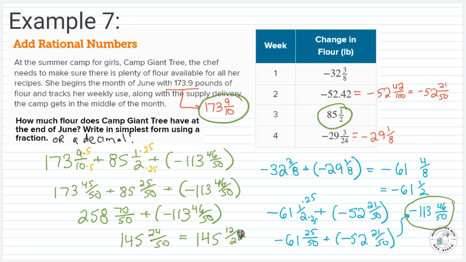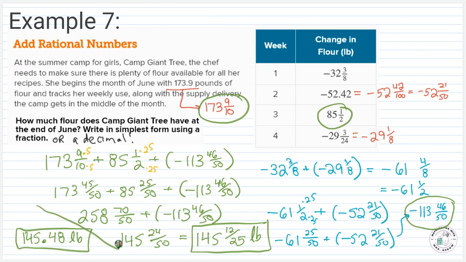If you did do this in decimal form, let me go back and add my label on this, pounds. If you did do this one in decimal form, which in my opinion would have been a little bit easier because you wouldn't have had to worry about finding a common denominator throughout this problem, the alternative answer would be 145 and 48 hundredths of a pound. So if you tried this on your own and decided to use decimals, that's the answer you should have come up with.